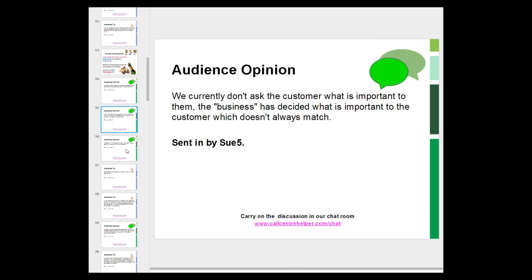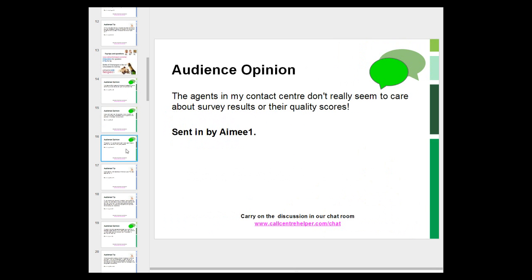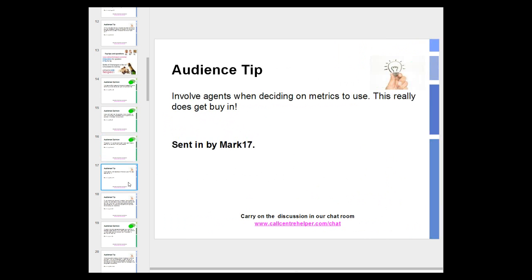I think there's a comment here that fits in with Paul's final point. The agents in my contact centre don't really seem to care about the survey results or the quality scores, and I think the tip from Mark really addresses perhaps one of the reasons why they may not care: involve agents when deciding on metrics to use, which is Paul's final point. This really does get buy-in to the process. I think there are some quite interesting opinions there.